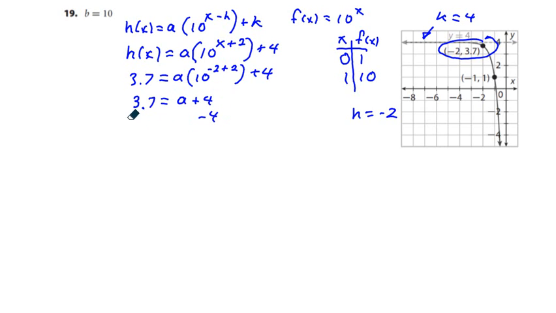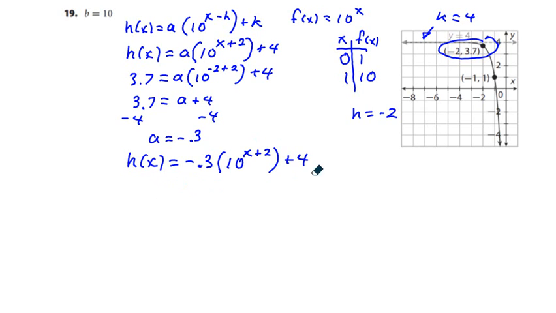And solving for a, we can subtract 4 from both sides of the equation. We have a is equal to negative 0.3. And that means we can fully write h of x as h of x equals negative 0.3 times 10 to the power of x plus 2, and then on the outside we have plus 4.